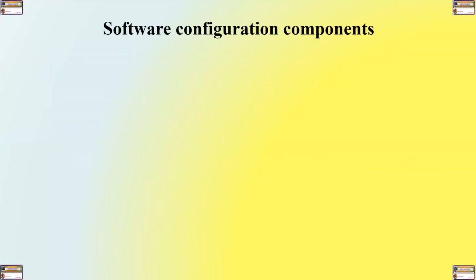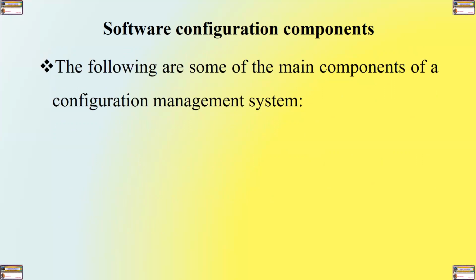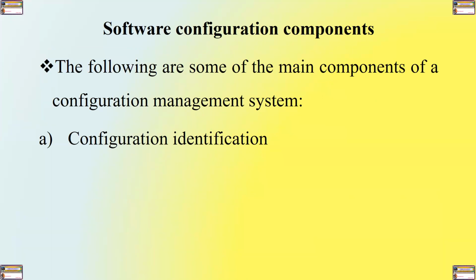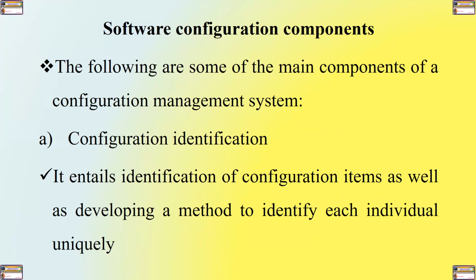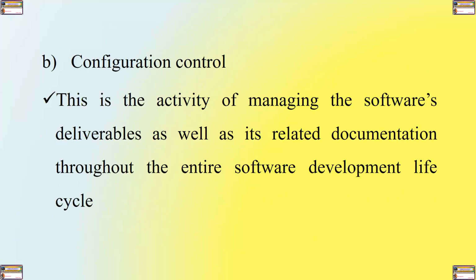Let's now look at what we call the software configuration components. The following are some of the main components of a configuration management system. Number one is configuration identification. It entails identification of configuration items as well as developing a method to identify each individual uniquely. Number two is configuration control.